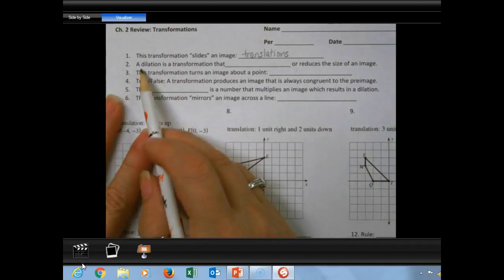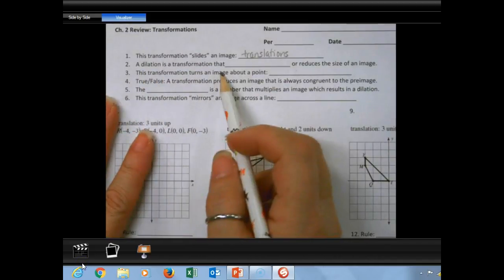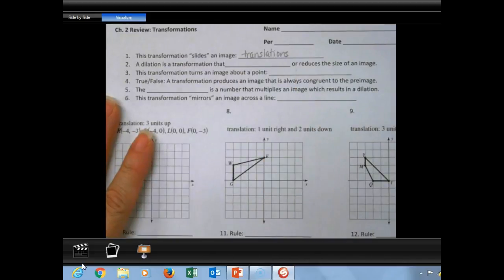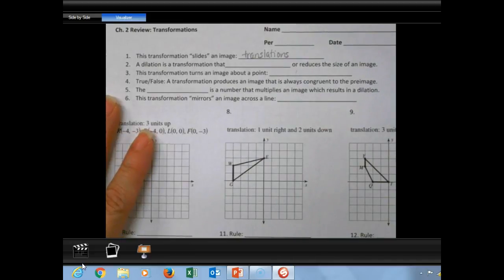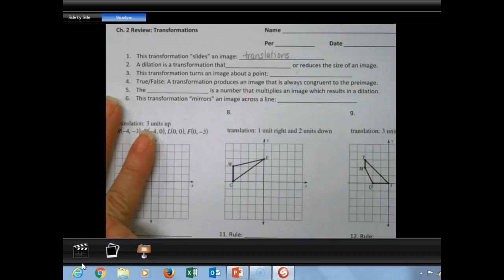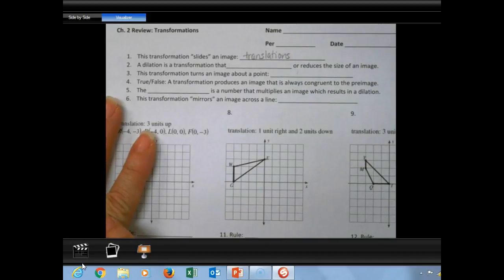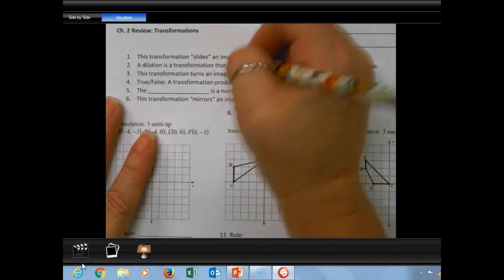All right, so number 2, a dilation is a transformation that blank or reduces the size of an image. Angel, thank you for raising your hand and waiting for me to call on you. Origin? Struggling with that one. Christian? Enlarges.